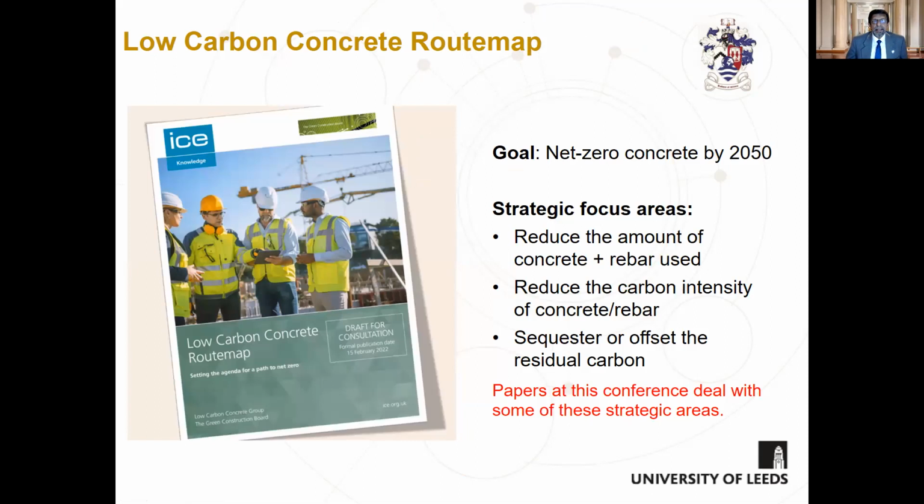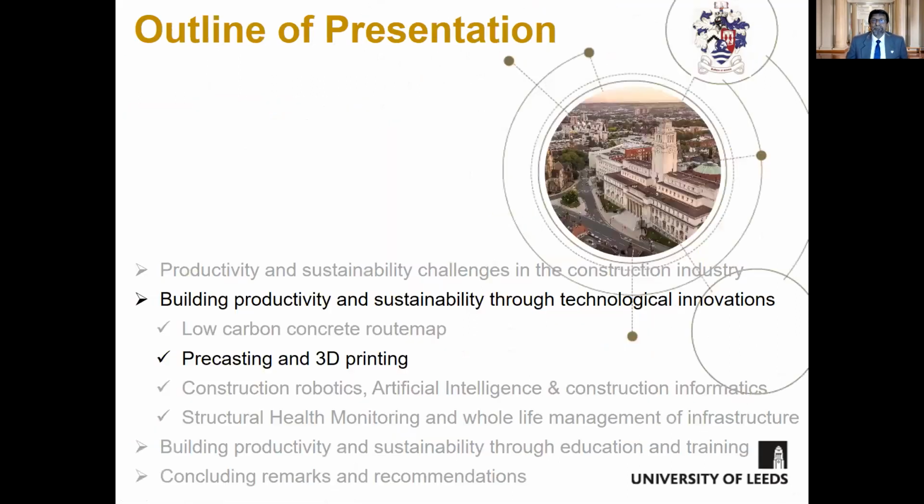In the case of low carbon concrete roadmap, which is actually being developed by the Institution of Civil Engineers, there is a consultation document available. To achieve the net zero carbon by 2050, there are 3 strategies proposed. One is to reduce the amount of concrete and rebar used, the second is to reduce the carbon intensity of concrete and rebar, and third is to sequester or offset the residual carbon. Looking through your program for this conference, there are papers at this conference dealing with some of these strategic areas.